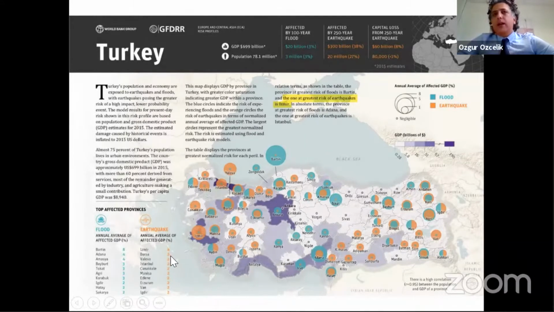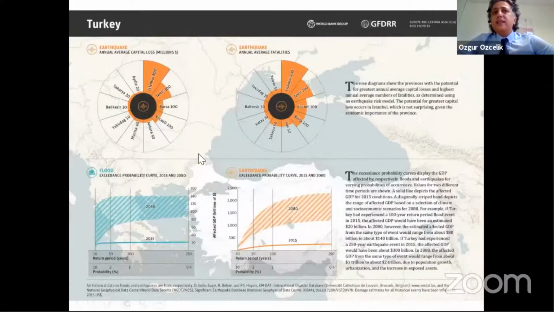And Izmir, as shown here, if you look at the ordering of the cities, has the highest risk in terms of annual average affected GDP. If you look at other cities in terms of earthquake risk, Istanbul leads, of course, and the second comes Izmir.